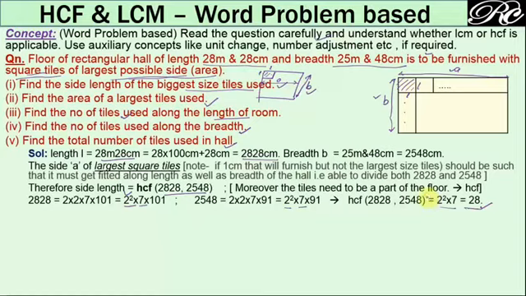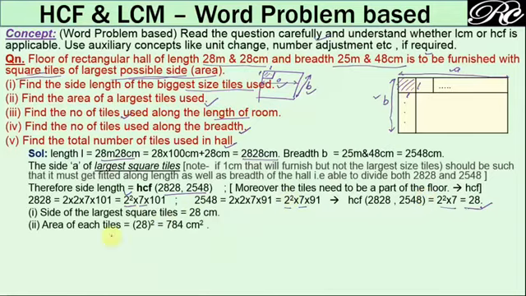Means the tile is of the square set, so it will be the side length of tile. Now coming to the next part, area of tile. Since it is a square, this is 28, this is 28, so the area will be A square, multiplying, we are getting 784. The third part is number of tiles along the length.